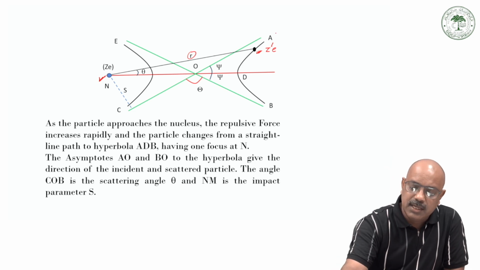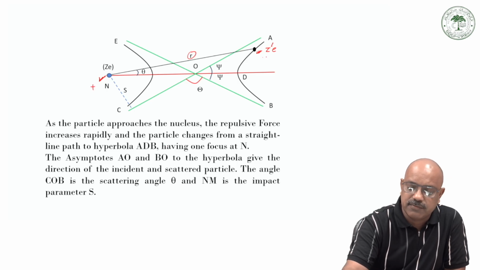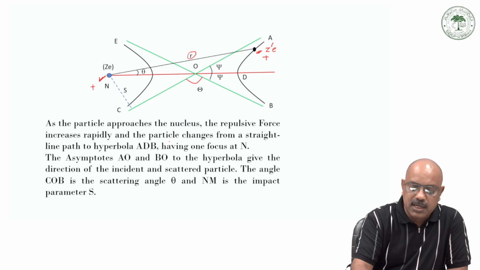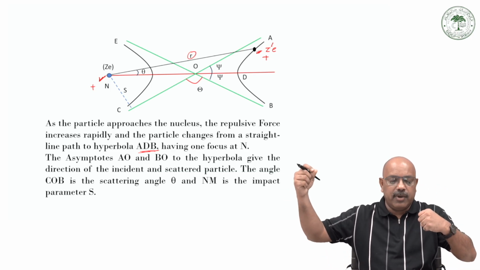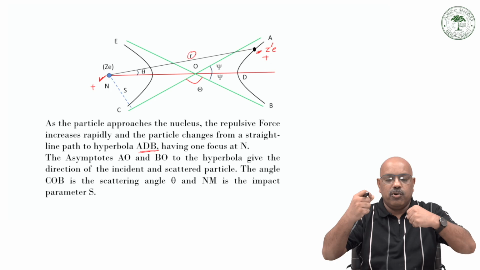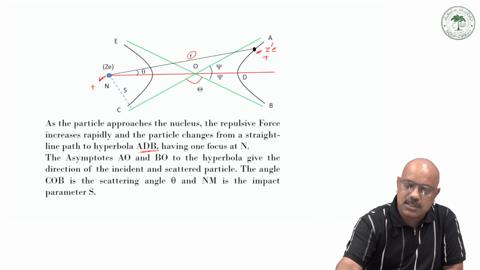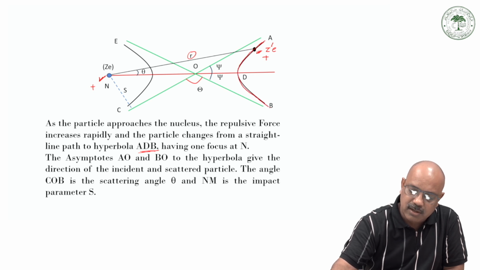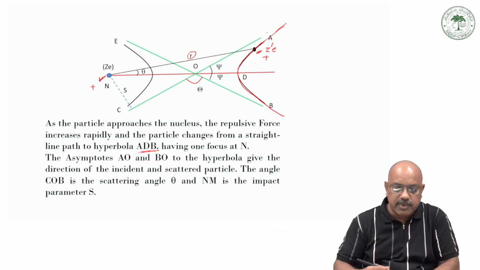Now the particle is coming, and because this is a positive charge and that is a positive charge, they are going to repel each other. The repulsive force increases rapidly, and the particle changes from a straight line path to the hyperbola ADB. As it gets closer, more repulsive force acts, and the particle is repelled more strongly along this direction, coming from infinity and then going around the hyperbola ADB.